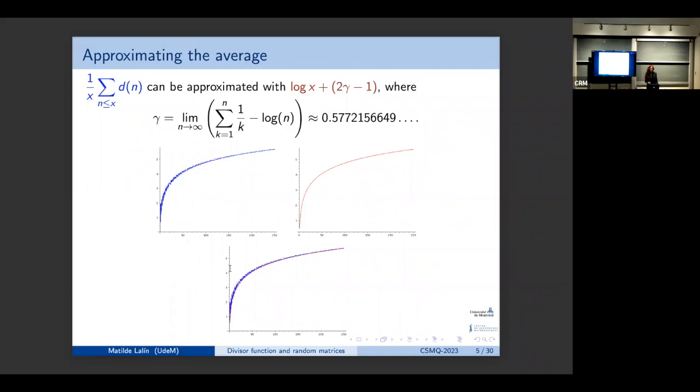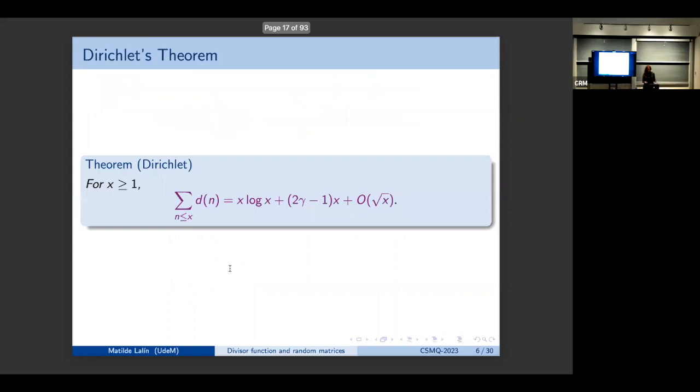But of course we want to understand this. We want to formulate this in a precise way and we want to understand how close these things are. And the first result that we have is a theorem of Dirichlet.